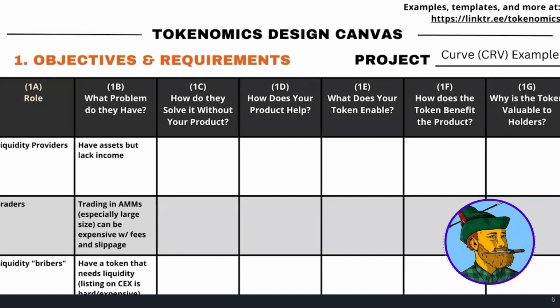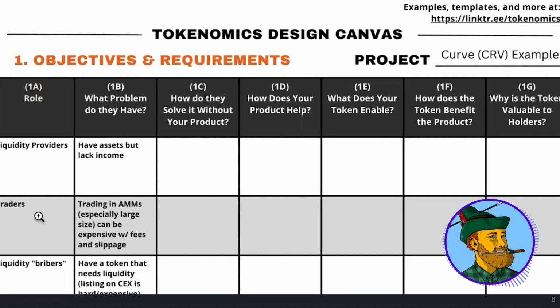Here you'll see we have columns A through G that we're filling out for different roles. So what do I mean by a role? Well, we're looking at a Curve, a CRV token example. So the AMM protocol Curve. You want to complete a row for each role in the ecosystem. So for example, liquidity providers is a common role, people providing liquidity via Curve. Traders is another common role, right? People actually executing trades, people taking liquidity. And liquidity bribers is another role specific to the Curve ecosystem, where people have a token that needs liquidity and they're using Curve rewards to incentivize having liquidity for their project.